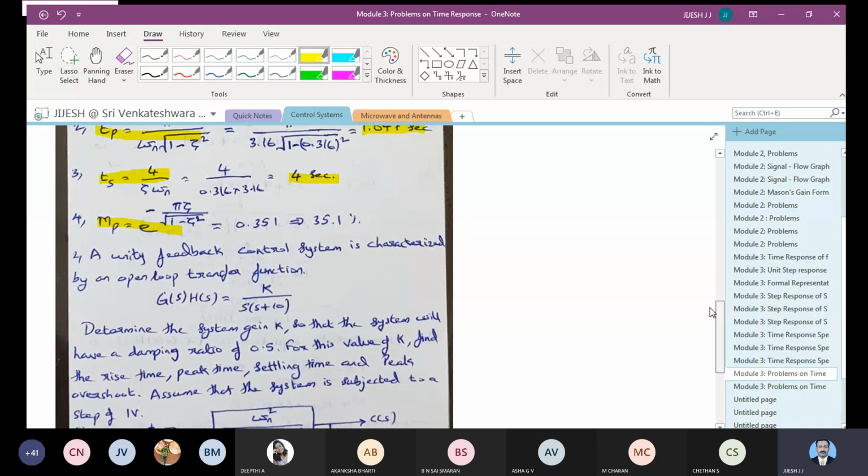So we will see that. Here, a unity feedback control system is characterized by the open loop transfer function G of s equal to k divided by s into s plus 10. You can see that it is given in terms of k. Determine the system gain k, so that the system will have a damping ratio of 0.5. For the value of k, find the rise time, peak time, settling time, peak overshoot, and assume that the system is subjected to a step input of 1 volt.